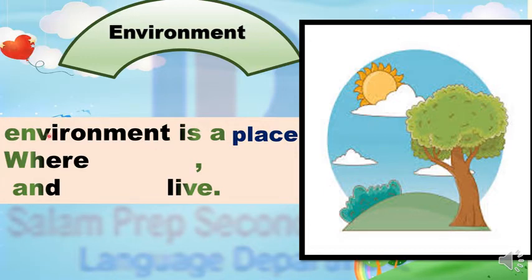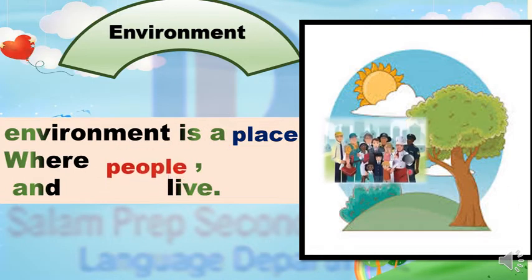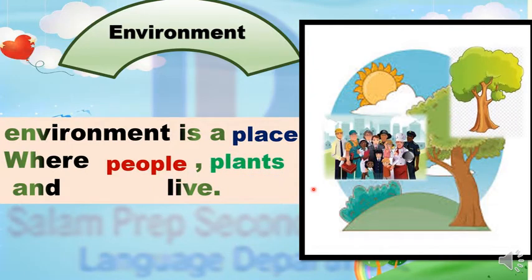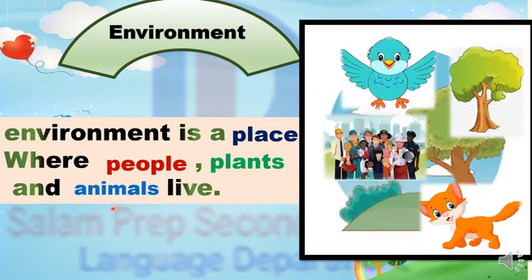So environment is a place where people, plants, and animals live. So environment is a place where people, plants, and birds and animals live. This is what we call environment.